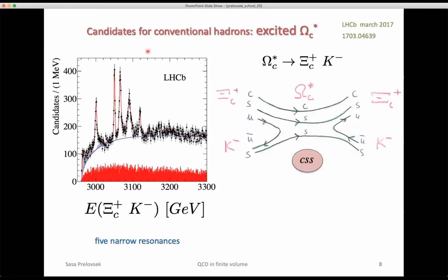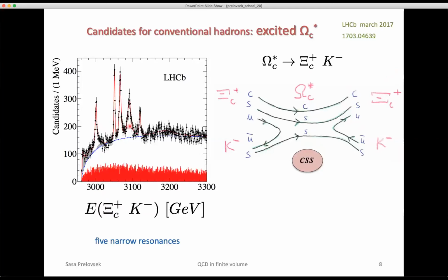Okay, some more conventional states. For example, they have weird names, but never mind. Suppose you have a charm strange baryon. By emitting a pair of u quarks, it will decay into a K meson and this, what it's called, psi. Never mind about these weird letters, okay? So such excited, sorry, not exotic, these are excited Omega sub c states, should be seen as bumps in the invariant mass of this pair. So look at these beautiful results from the LHCb experiment from 2017. This is the invariant mass of this pair. Five beautiful resonance peaks. They are quite narrow, but these are strongly decaying resonances.